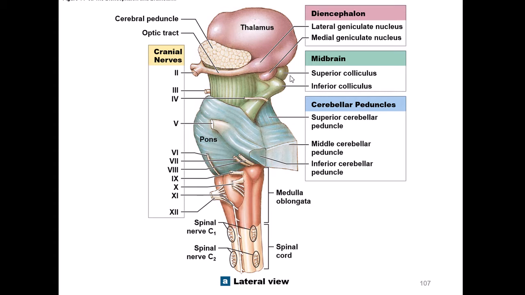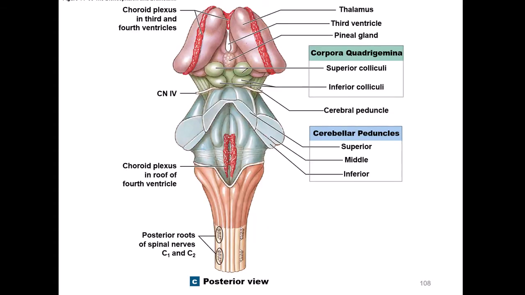So in the back we have the corpora quadrigemina, and that consists of the superior colliculus and the inferior colliculus, right?